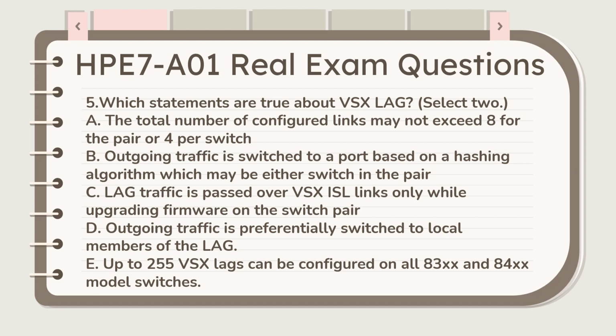5. Which statements are true about VSX LAG? Select 2. A. The total number of configured links may not exceed 8 for the pair or 4 per switch. B. Outgoing traffic is switched to a port based on a hashing algorithm, which may be either switch in the pair. C. LAG traffic is passed over VSX ISL links only while upgrading firmware on the switch pair. D. Outgoing traffic is preferentially switched to local members of the LAG. E. Up to 255 VSX LAGs can be configured on all 83XX and 84XX model switches.